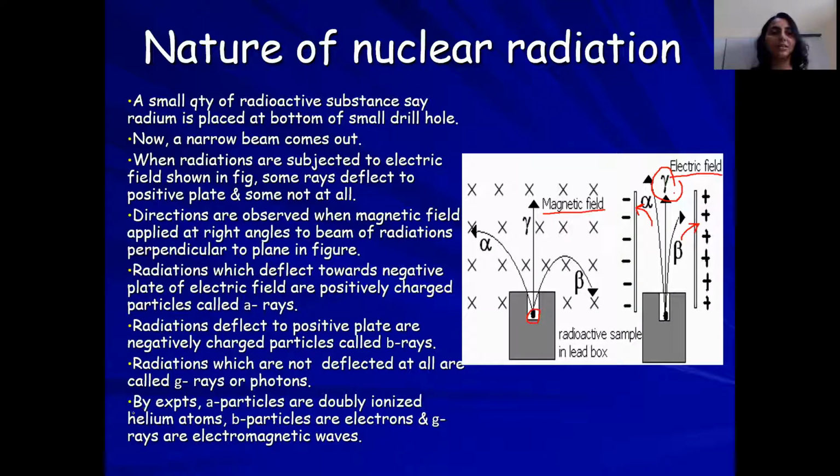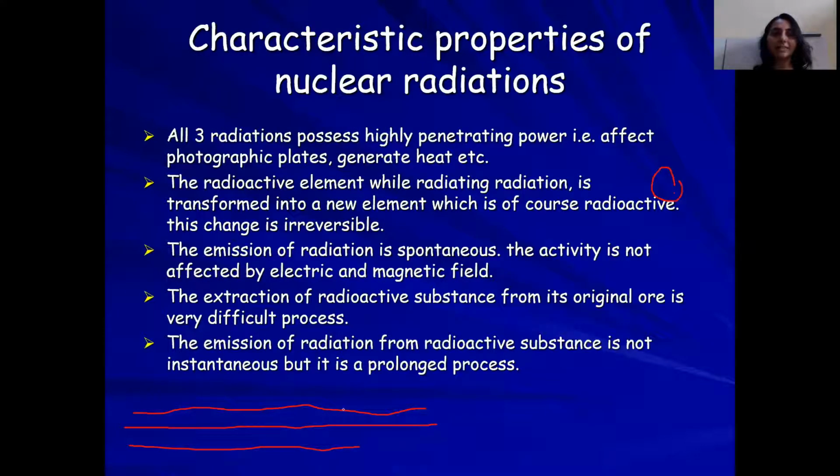The last line you can see here: by experiments, alpha particles are doubly ionized helium atoms, beta particles are electrons, and gamma rays are electromagnetic waves. These are the properties of the radiations which we just discussed. You can just go through the slide once.